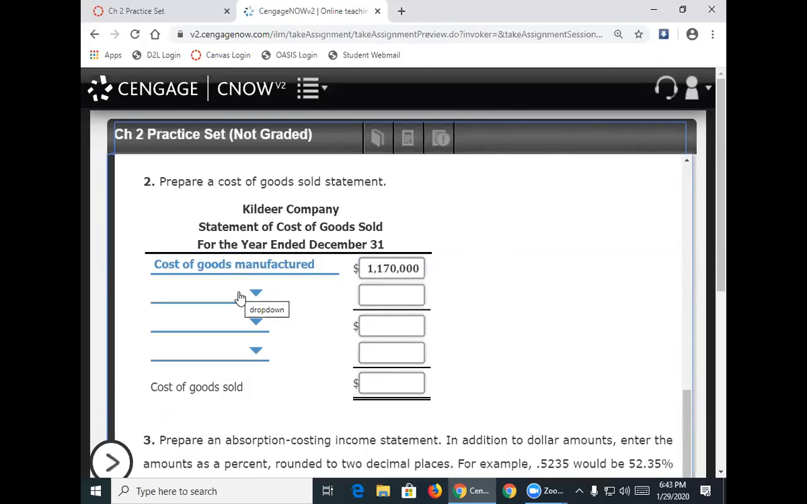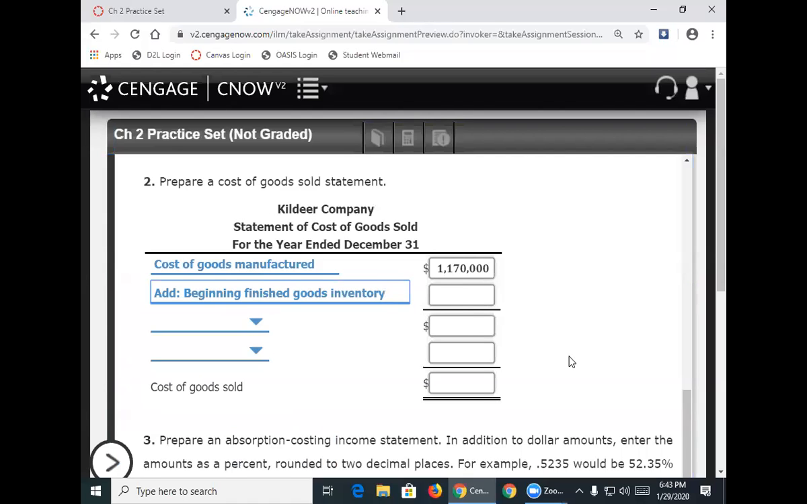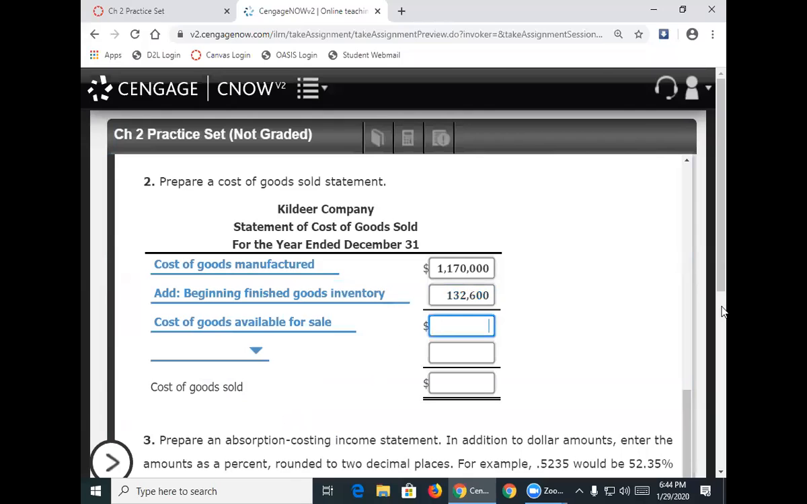Well, the next thing we need to look at, beginning inventory, we need to add in our beginning finished goods inventory. Well, it was 3,400 at $39. So that would be what, 132,600? Beginning finished goods inventory at 132,600. Yes, you got it. So then we just add to get our cost of goods available for sale: 1,302,600.